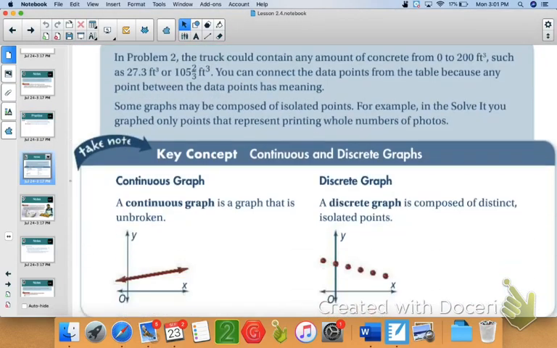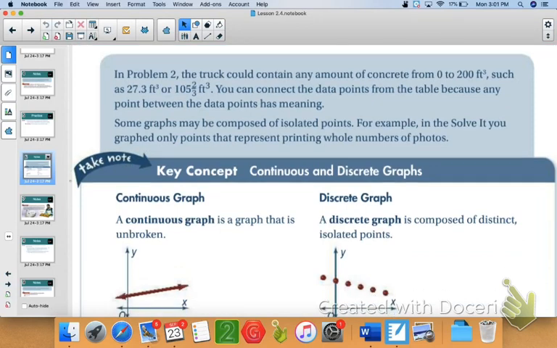All right. Moving on. Continuous and discrete graphs. In problem 2, the truck can contain any amount of concrete from 0 to 250 cubic feet, such as 27.3 or 105 2/3 cubic feet. You can connect the data points from the table because any point in between the data has meaning.